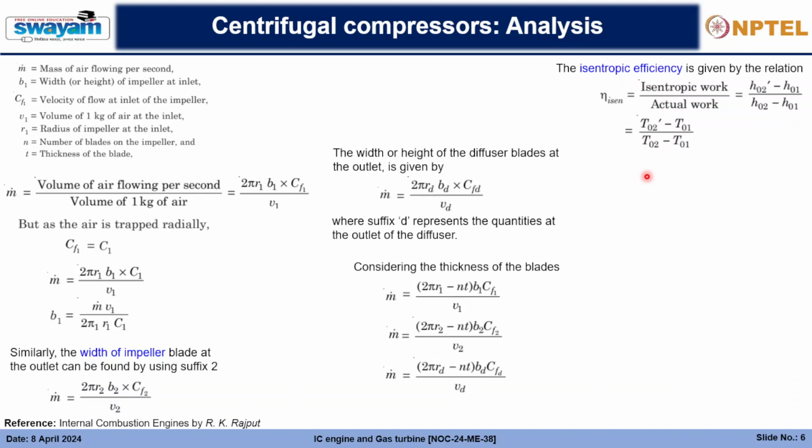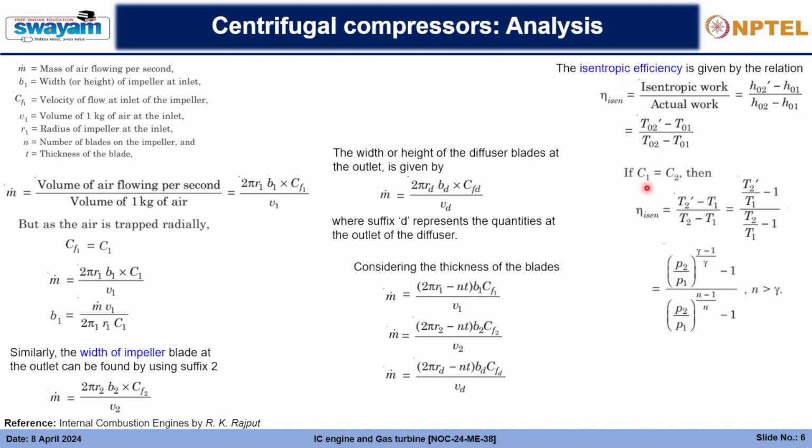not the stagnation but the actual enthalpies. So if the velocities are not equal, then we'll have to use the stagnation properties. Just like this, if the velocities are equal, then we'll consider the actual properties, actual enthalpies, actual temperatures of the system, and that will be giving us values like this. So here N is greater than gamma, and that's how the isentropic efficiency is defined.